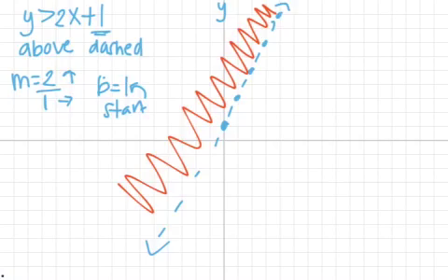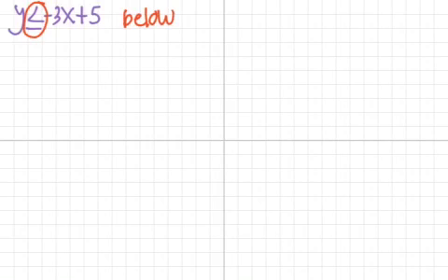Okay, I'm going to show you one more example. And that is going to be the line y is less than or equal to negative 3x plus 5. So from my inequality sign, it's a less than sign, so I shade below, and it's got the equal to bar with it, so it's going to be a solid line.